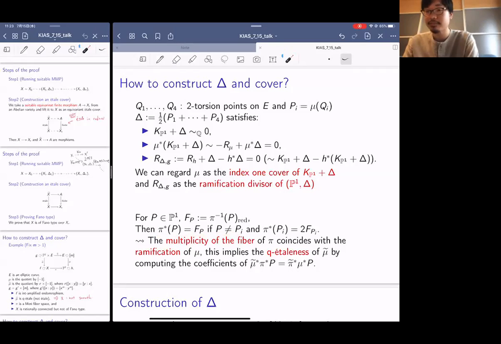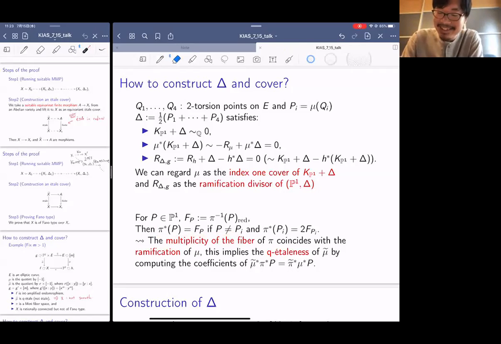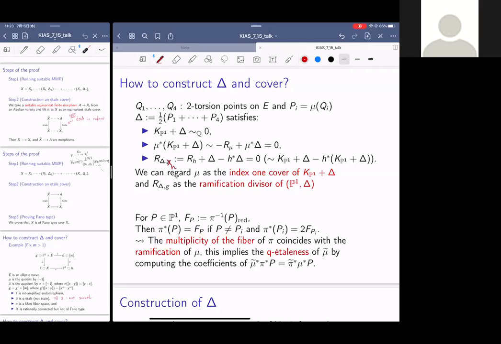Okay. Excuse me. Yes. Why do you write R delta sub G? It involves only H. Sorry. This is H. Oh, that should be H. Okay. All right. Thank you very much. Yes. Sorry.